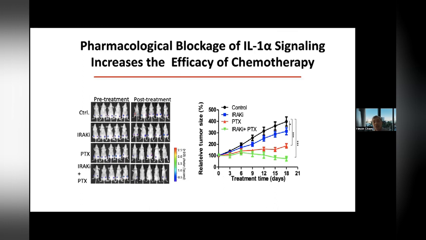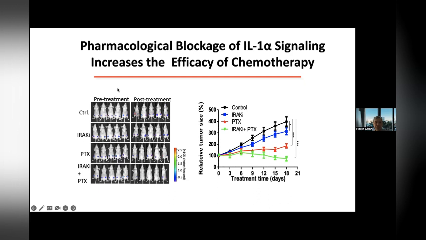So the next question: if IL-1 is very important for maintaining cancer stem cells, is it possible to target this pathway for cancer treatment? We used an inhibitor called IRAK inhibitor. IRAK is one of the downstream targets of the IL-1 signaling pathway. So we use a small chemical to block this pathway, and also use paclitaxel, a chemotherapy drug, and then we combine these two drugs together to treat the cancer as well.